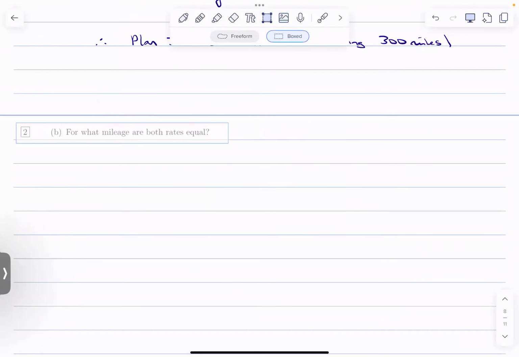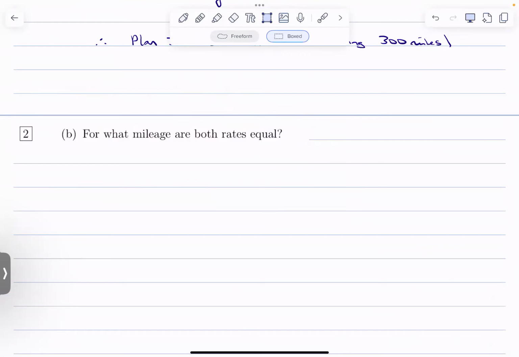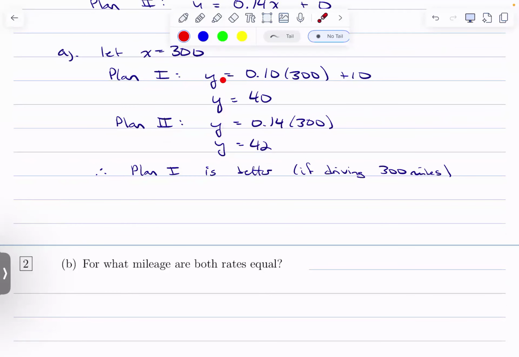Part B, I'll put it on its own page here. For what mileage are both rates equal? And so what value of x makes both of these rates equal? Well, that's the same as saying, where's the intersection, right?